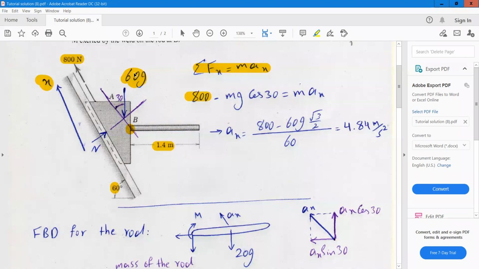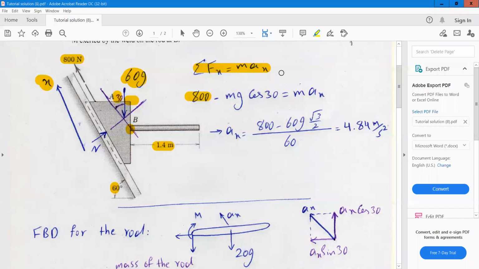Okay, we have the weight component in x direction. The weight component in x direction, you know, it's equal to weight times cosine 30, which is this angle, or weight times sine 60, which this angle is 60. Okay, so you can write the force equation in x direction, and it's equal to 800 minus mg times cosine 30, and it must be equal to m times the acceleration in x direction.